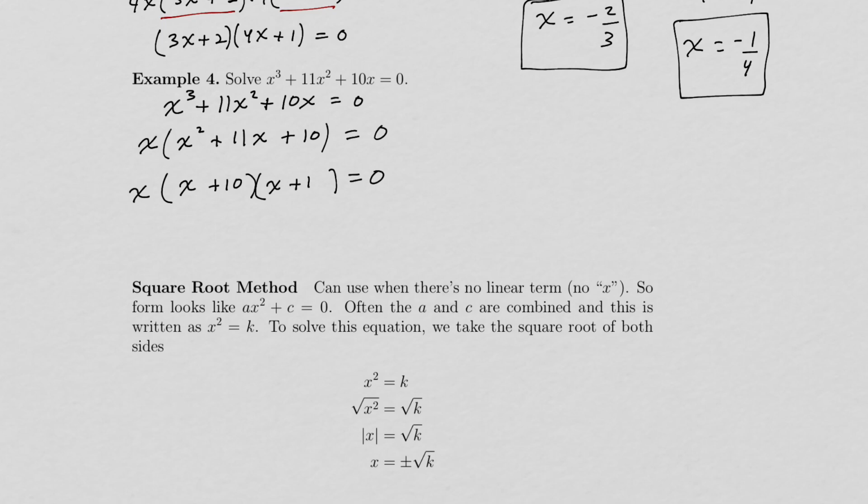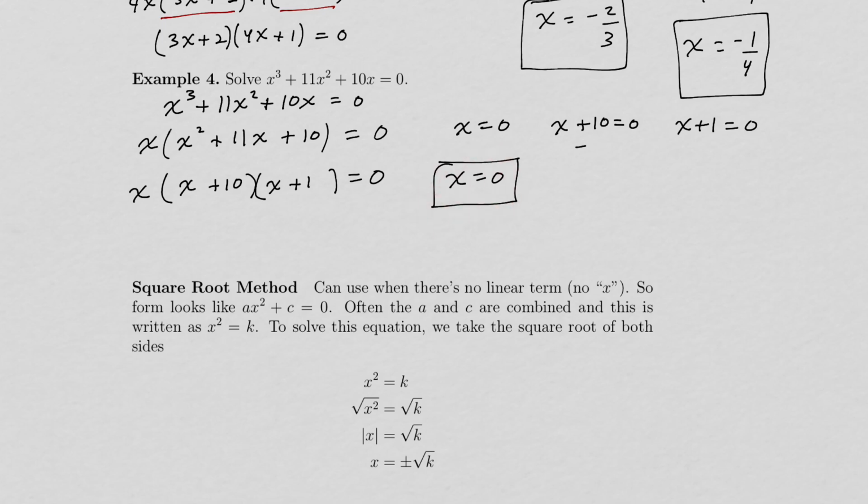But now I have three possibilities, right? One possibility is x could equal 0. The other possibility is x plus 10 could equal 0. And the other possibility is x plus 1 could equal 0. The first one's done, so that is one of the solutions, x equals 0. And notice, if we plug 0 back in here, each of these terms is going to disappear. 0 cubed is 0. 11 times 0 squared is 0. 10 times 0 is 0. So 0 equals 0. That checks. So that is a solution.